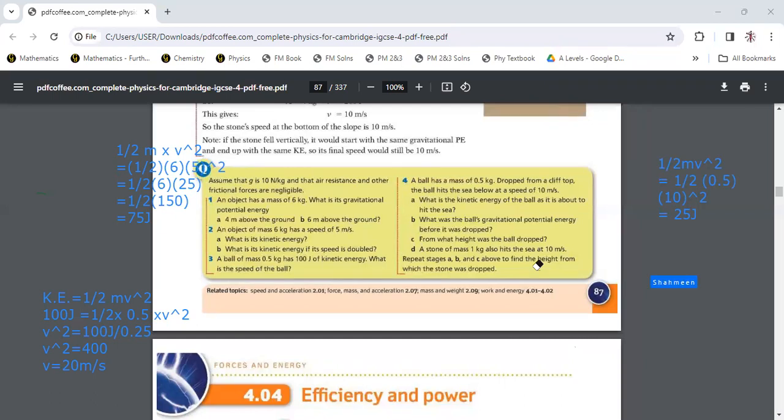Yeah, that's not working. Let's take a look. When it hits the ground, you have a mass of 0.5 kg and you have a speed of 10 meters per second. It is indeed correct, 25 joules. So what would be the potential energy before it was dropped?